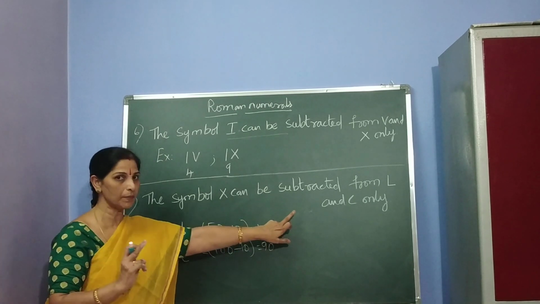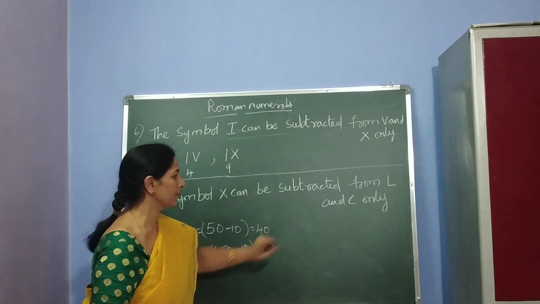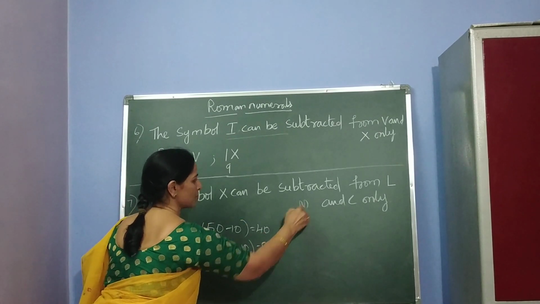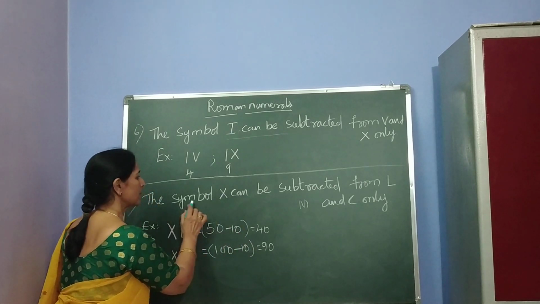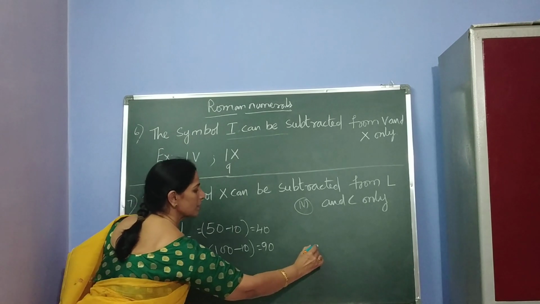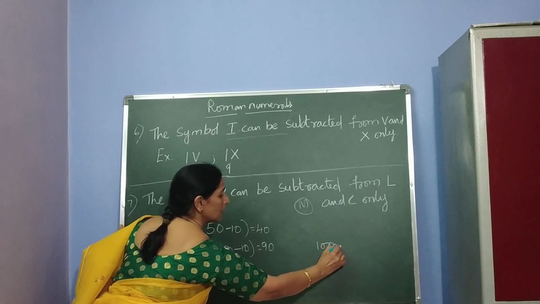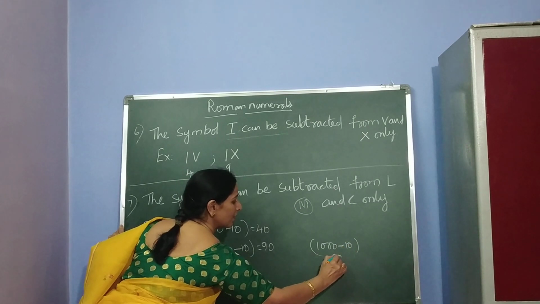Okay. Now, what is given in your textbook? That is a printing mistake, children. Why is it wrong? I want to explain that. Here it is given for M also. What happens? Let us see. The symbol X can be subtracted from M. M means what, children? 1000. 1000 minus 10. What comes, children? 990.